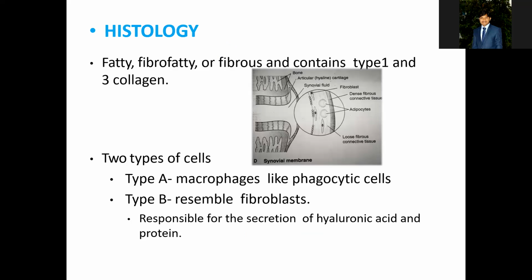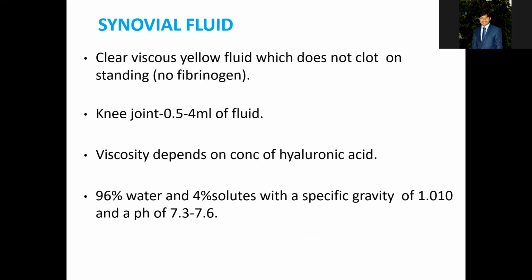There are two types of cells, type A cells and type B cells. Type A cells are macrophages with phagocytic action. Type B cells are like fibroblasts with secretion of hyaluronic acid and protein. Synovial fluid is a clear viscous fluid which does not clot on standing because there is no fibrinogen in the synovium. Normal knee joint contains 0.5 to 4 ml of the fluid.